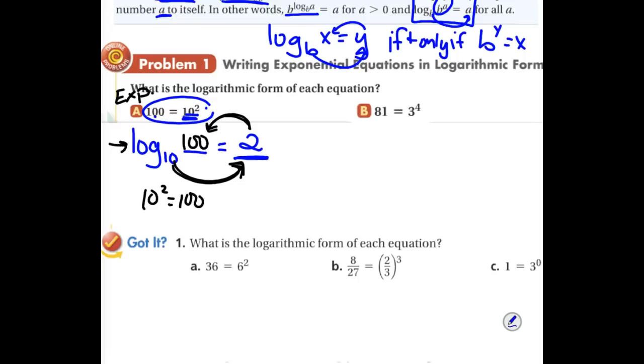All right. Our next one. We know that 3 to the 4th equals 81. So we can write that log base. So in this case, the 3 is our base. The answer, the power, is 4. So we are taking log base 3 of 81 and getting a power of 4. Again, checking it, 3 to the 4th power has to give us 81.